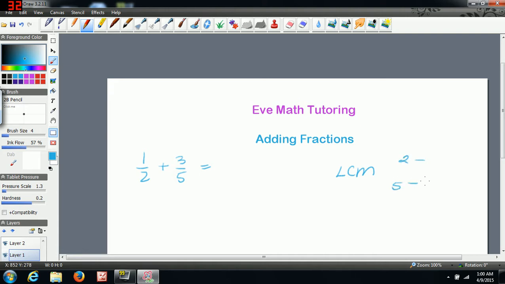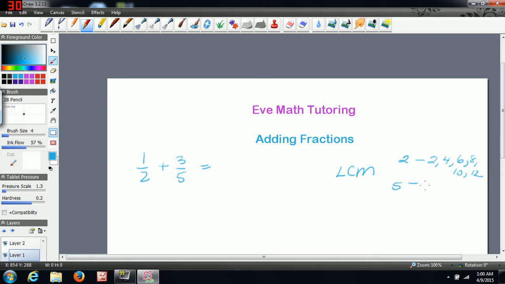5. So in order to do that, what I have to do is list the multiples of the number 2. So the first multiple of the number 2 is 2 times 1, which is 2. The second one is 2 times 2, which is 4. 2 times 3, which is 6. 2 times 4, which is 8. And 2 times 5, which is 10. And then you can keep listing as many as you like. Okay, maybe 2 times 6, which is 12, etc.